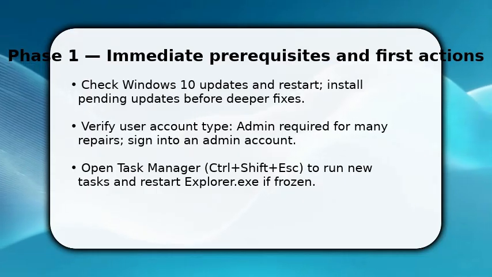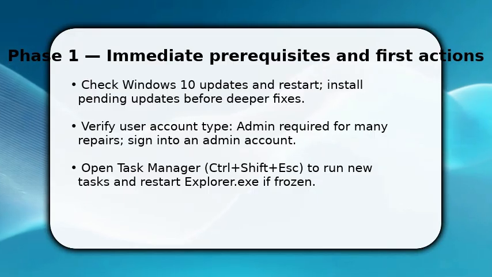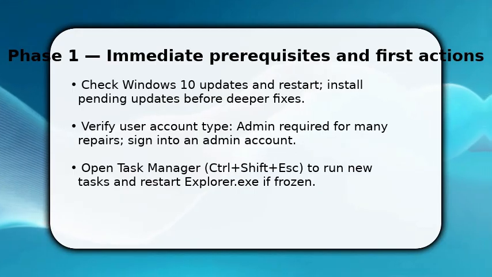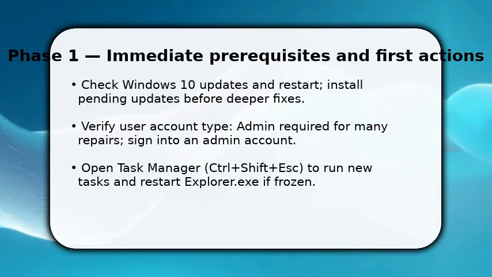You start by ensuring prerequisites are met. Install any pending Windows updates and sign into an administrator account so changes apply system-wide. Once done, open Task Manager with Ctrl+Shift+S and locate Windows Explorer. Right-click and choose Restart. This often restores the Start menu quickly.